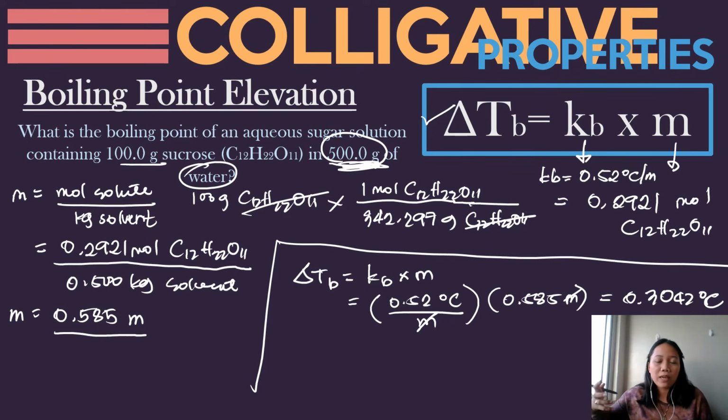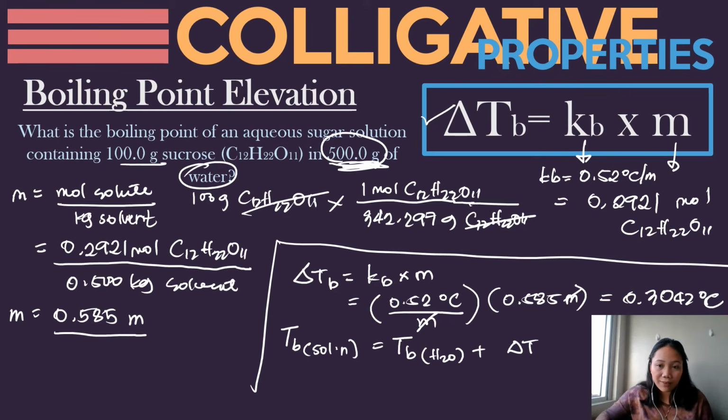So, all you have to do is, of course, to add. So, you will now know that the final temperature, that would be T sub B of your solution. Okay, T sub B of your solution is equal to, of course, the boiling point temperature of your water plus the change of temperature of your water. So that would be change T sub B. Miss, bakit po tayo nag-add? Bakit hindi po natin minus?